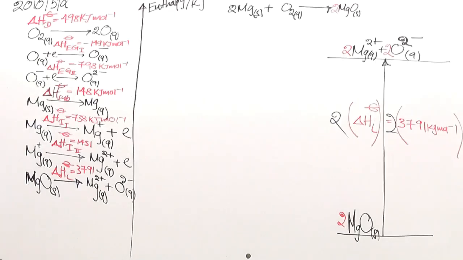The enthalpy level diagram for an ionic compound is the Born-Haber cycle, right? It is the Born-Haber cycle.